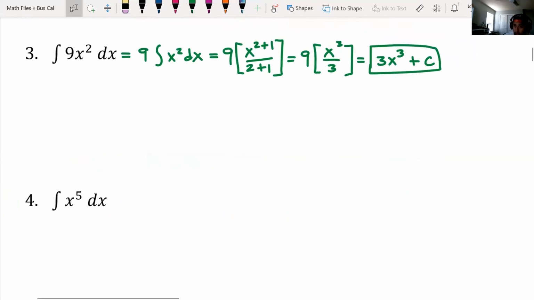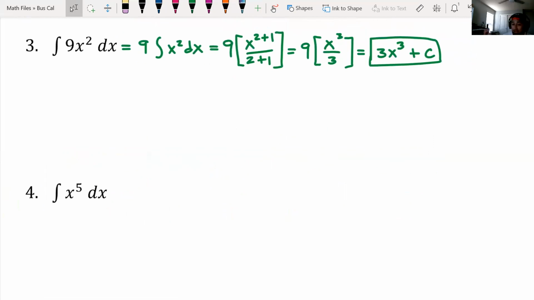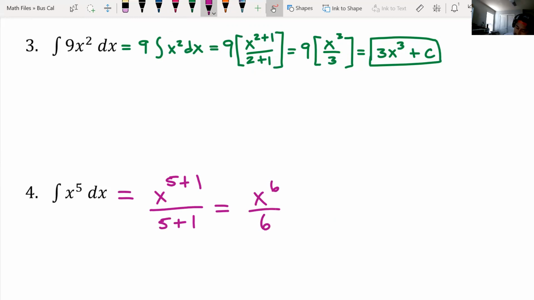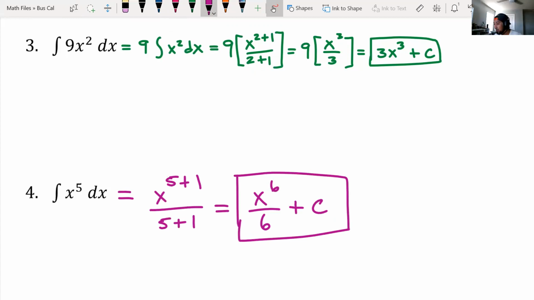All right. 4, power rule again. So x to the 5th, you're going to get x to the 5 plus 1 over 5 plus 1. This gives me x to the 6th over 6 plus c. Hey, that's done. That one wasn't bad at all. So you see here, power rule is your best friend.